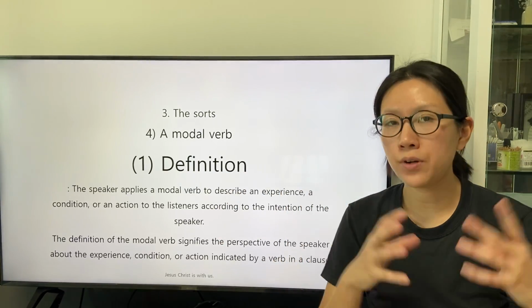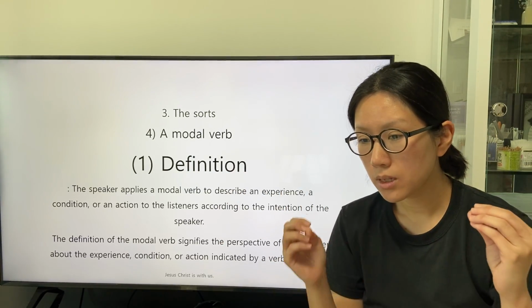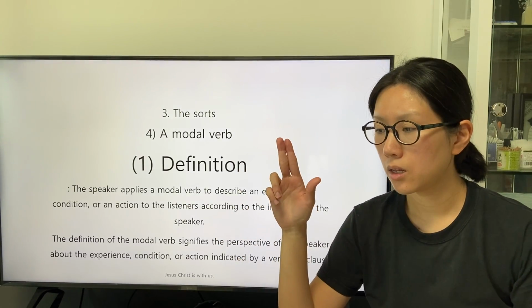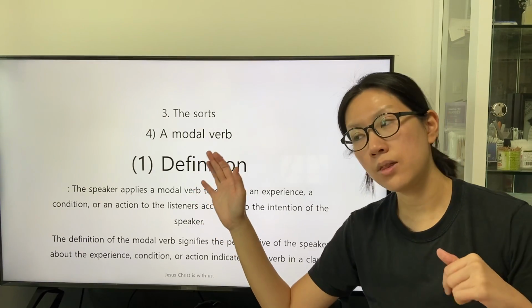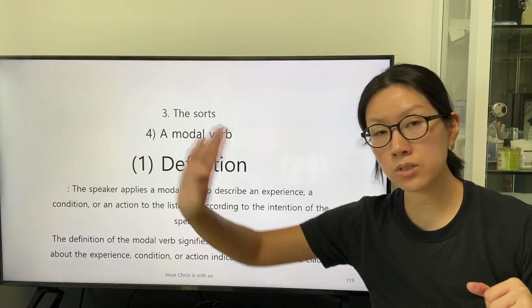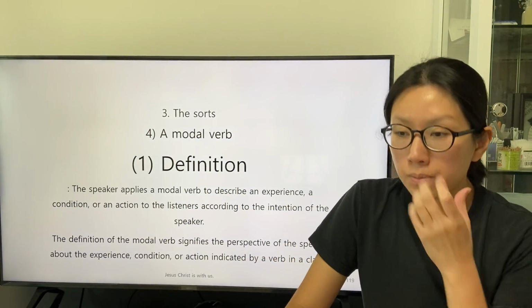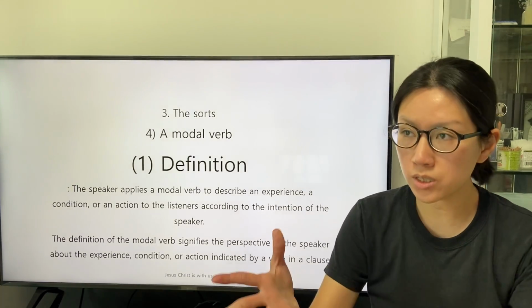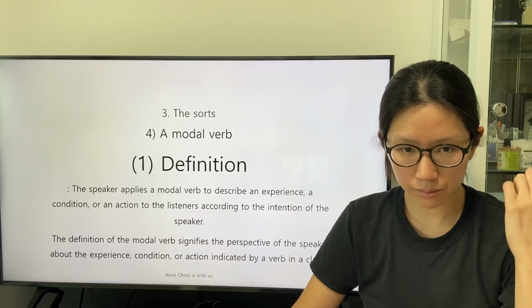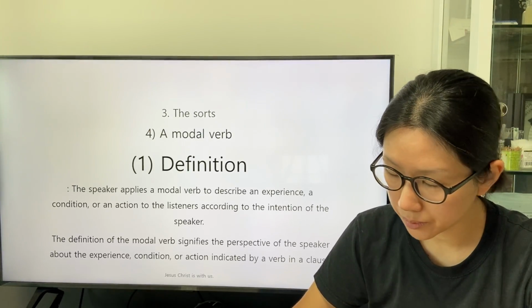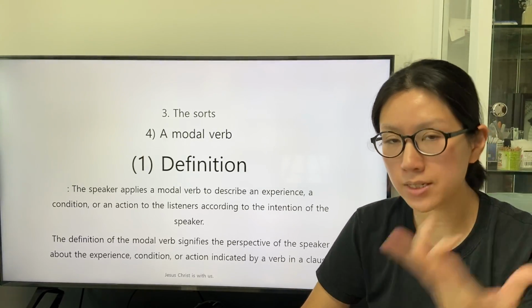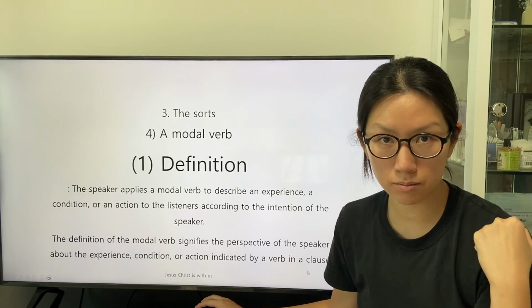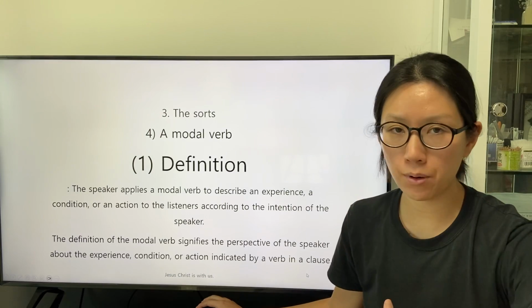As the modal verb specifically describes a verb among the other descriptive words, the modal verb reveals the specific information for the verb.